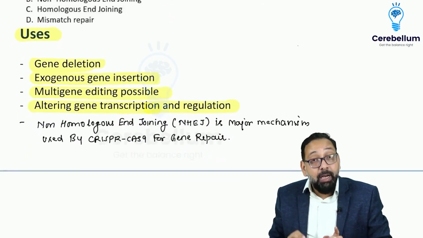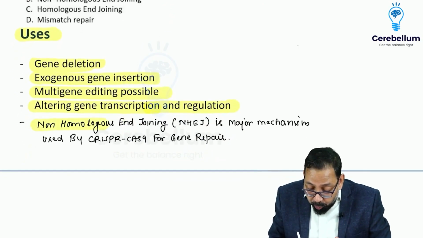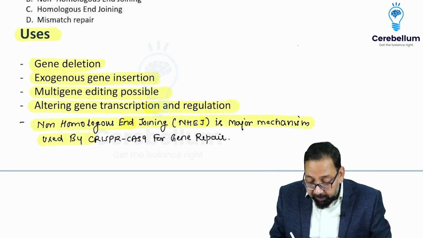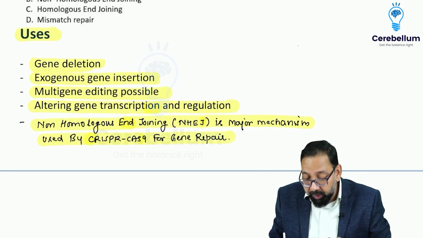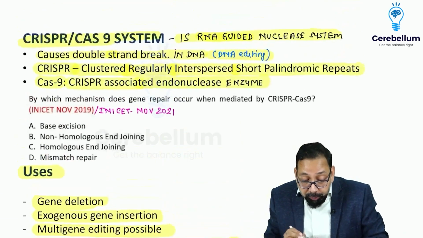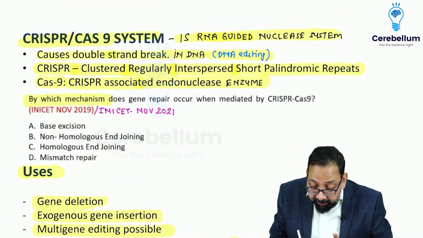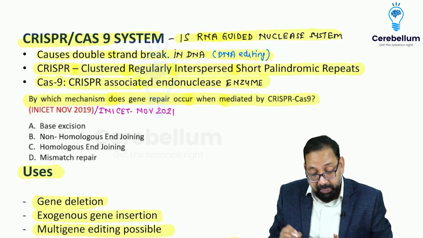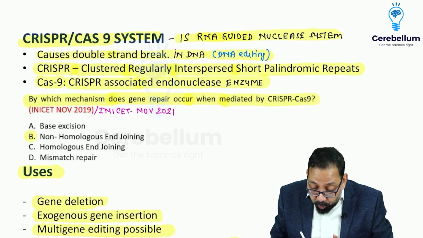A recently asked question: non-homologous end joining is a major mechanism used by CRISPR-Cas9 for gene repair. This question has been asked 2 times: by which mechanism does gene repair occur when mediated by CRISPR-Cas9? The answer is non-homologous end joining enzymes.